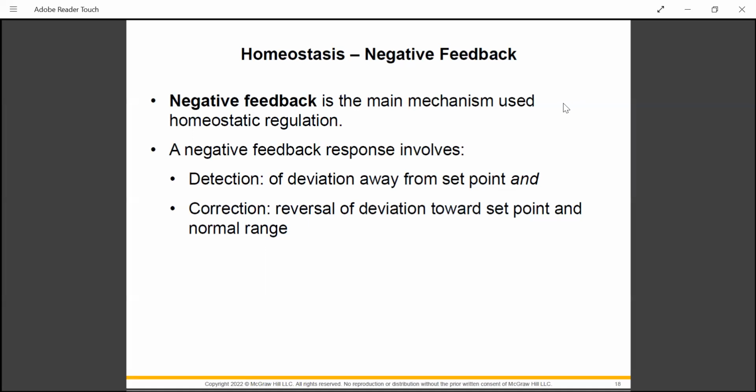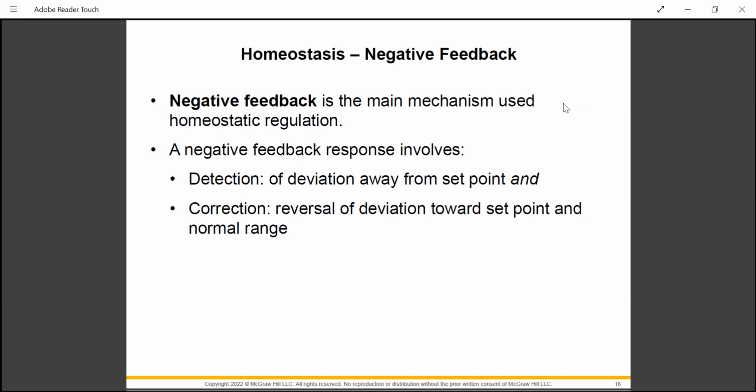So detection is the deviation going away from the set point. Our temperature receptor in the skin detects that it's getting colder than our set point of 98.6. So the control center is going to send a correction saying we need to heat back up. So it's an opposite of the change that was detected. We detected a decrease in temperature. We corrected with an action to cause an increase in temperature.